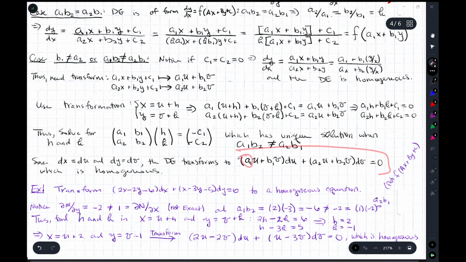Which is this, which has A1. A1 is what? 2 times u, plus B1. B1 is what? -2 times v, but du here, okay? And u minus 3v, doing the same similar thing here with A2 and B2, dv, and this is homogeneous now, okay? And so you would just solve it exactly like you would solve homogeneous equations, except don't forget that u is equal to x minus 2, and so in your implicit solution, you would plug in x minus 2 for u, and for v, you'd plug in y plus 1, and then you would have the solution curve.